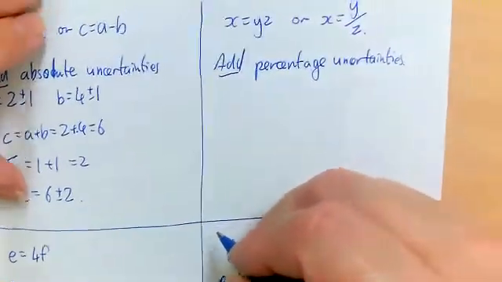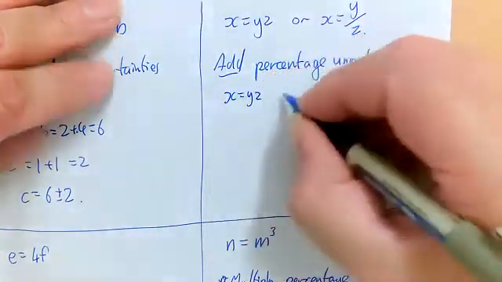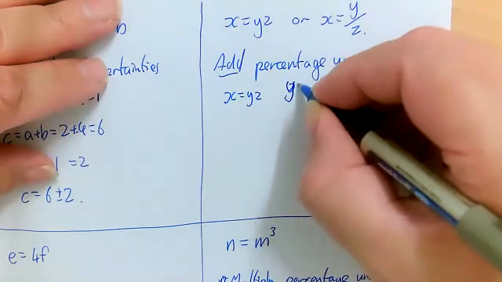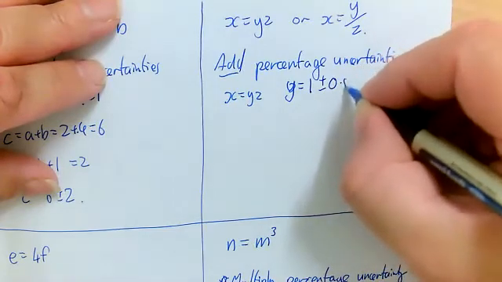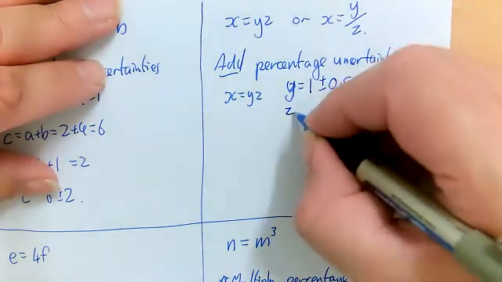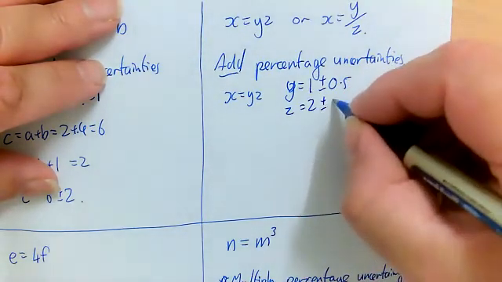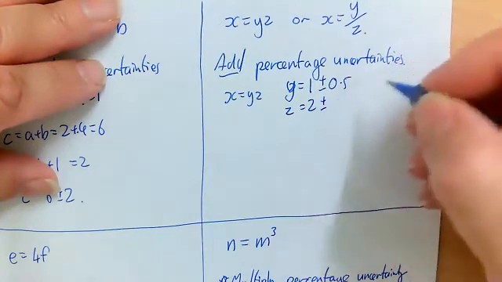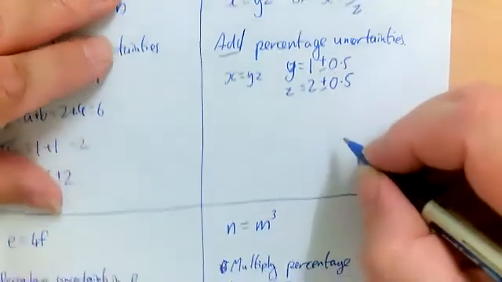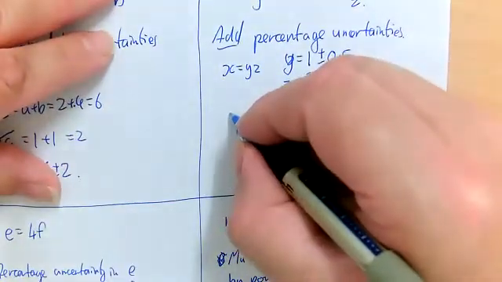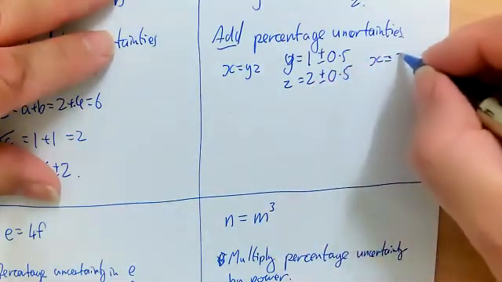If I've got a multiplication, if I pick x equals yz, and say that y was equal to 1 plus or minus 0.5, and z was equal to 2 plus or minus 0.5 as well, why not? So to work out the percentage uncertainty in x, well, we know that x would be 1 times 2, so that would be 2.